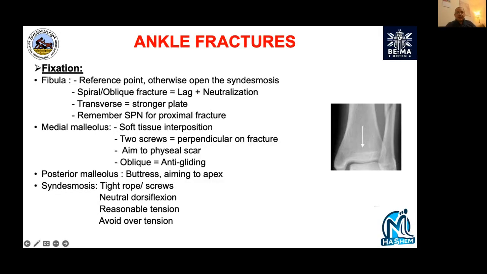If you have an oblique fracture of the medial mal, you definitely need an anti-gliding blade to stop it. And remember that with the anti-gliding blade, you need your fixation to be just proximal to the apex of the fracture to do the anti-gliding function.